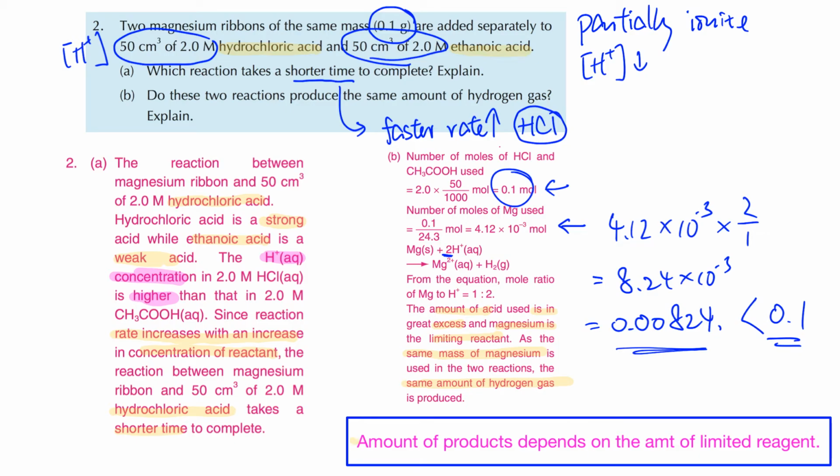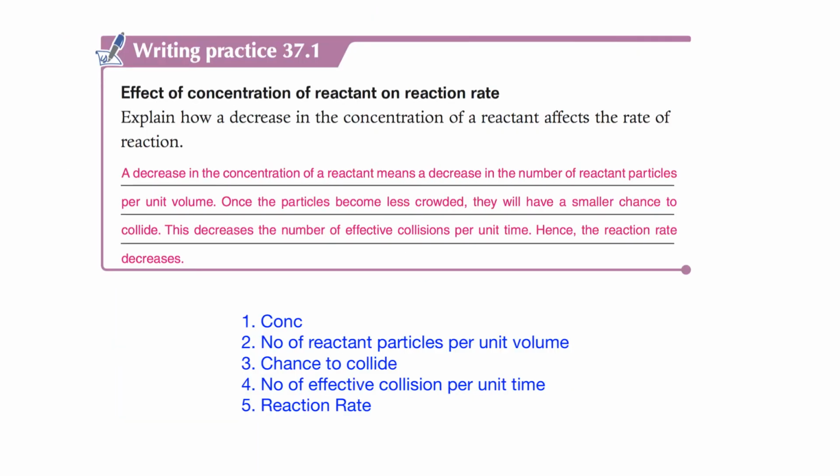So bear in mind, the amount of products will depend on the amount of limiting reagent all the time. So in this case, we just need to identify which one is the limiting reagent, and then we can find out the answer. So last practice, this one is talking about decrease in concentrations.